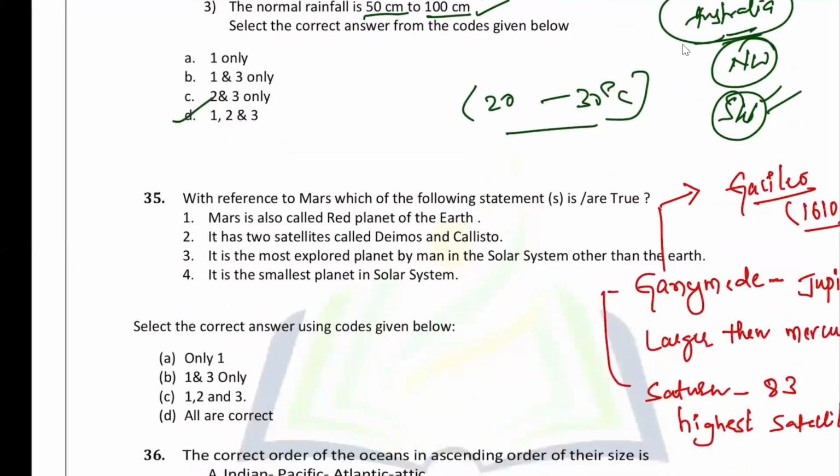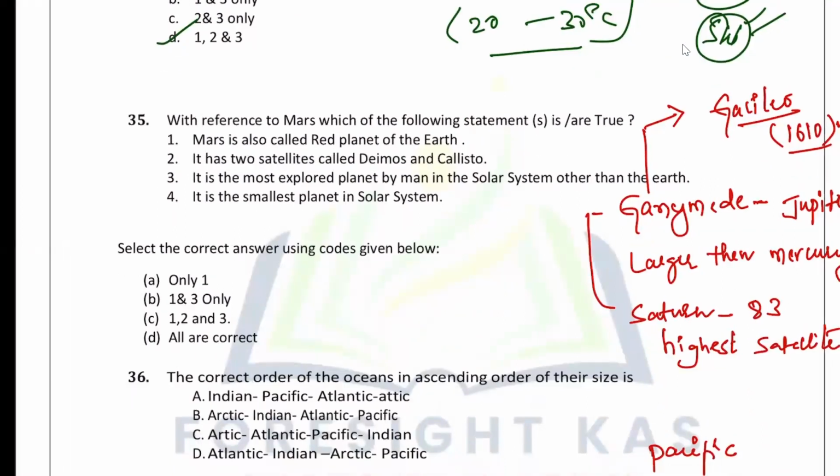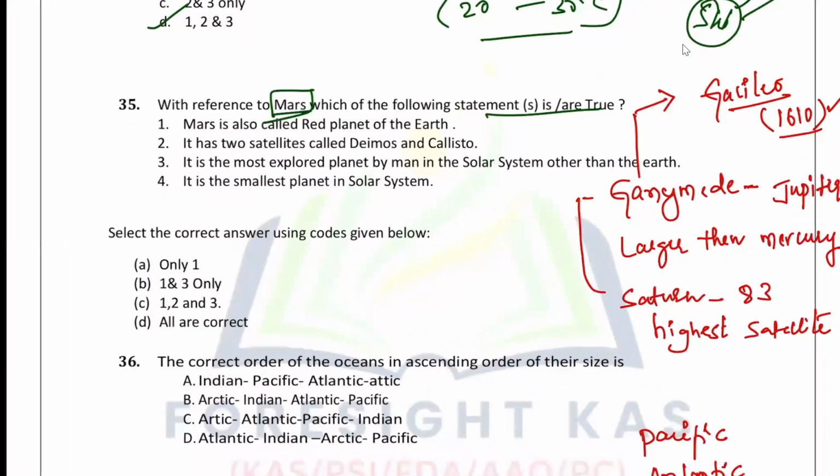So 34, 35 is very important because this question has been asked many times with reference to Mars. Which of the following statements is correct? Mars is also called the red planet of the Earth. Yes, because it looks red, and it has two satellites called Deimos and Phobos. Very important. There are other satellites, so I'll be telling those things. It is the most explored planet by man in the solar system other than Earth.